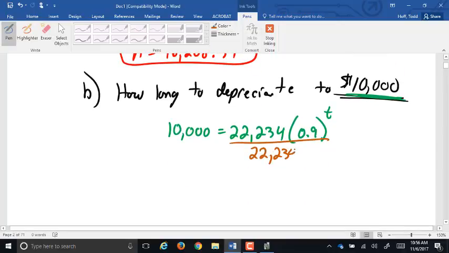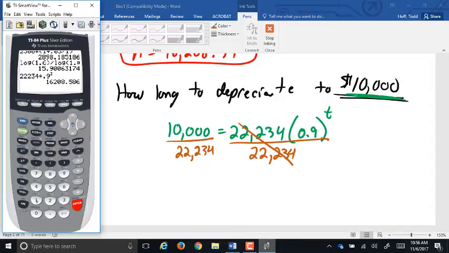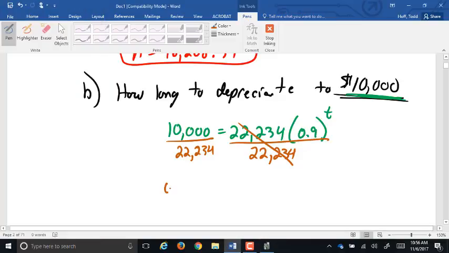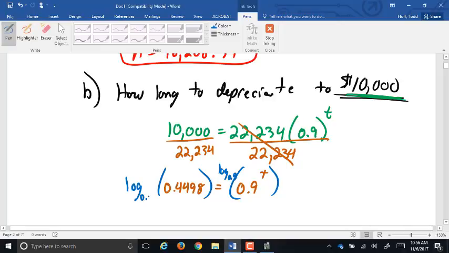Yes, you're going to get a decimal. That sounds right. Yep. It's going to be log base 0.9. Yep. Okay, so yep, that's the perfect question.